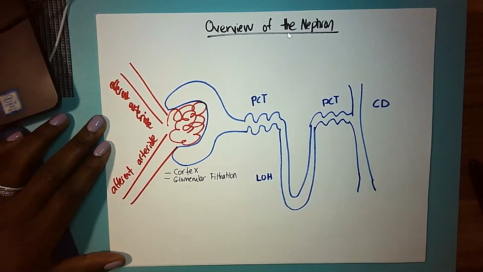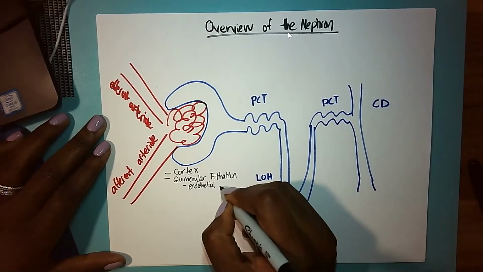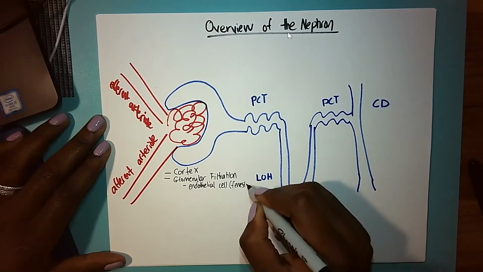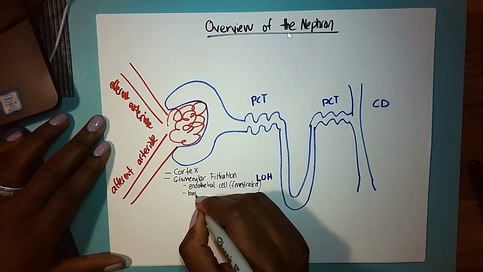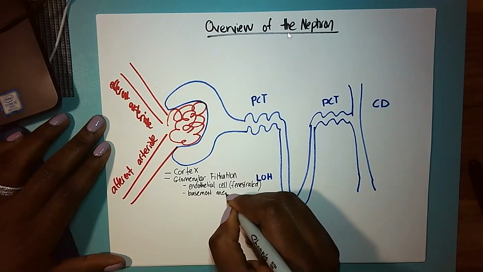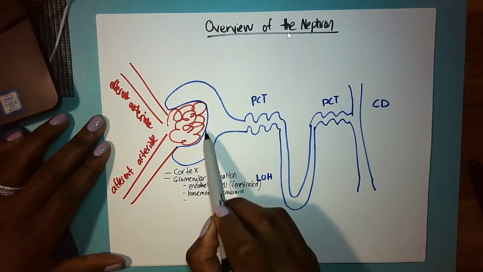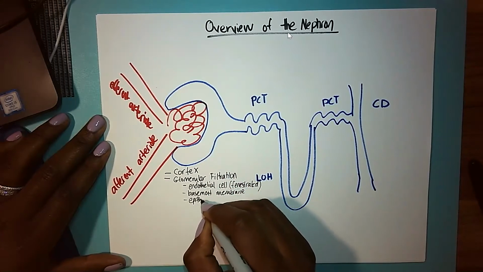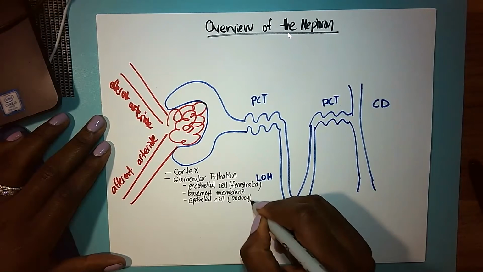Alrighty, we can list the barriers for filtration. So remember, we've got the endothelial cell. Okay, and I'm going to put in brackets here that they say fenestrated capillary. We've got the basement membrane. And then we've got the epithelial cell, which is the visceral layer of the Bowman's capsule. So the epithelial cell, and remember we call that cell a podocyte.